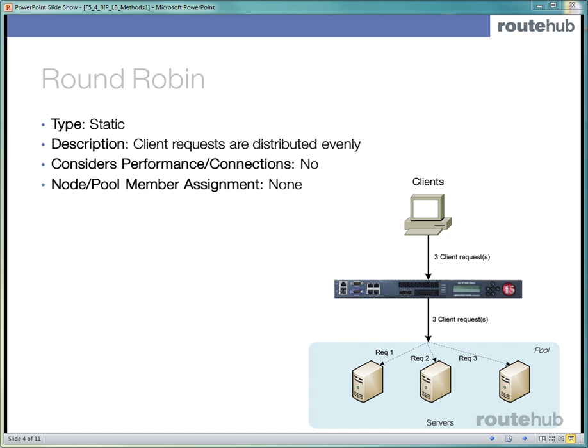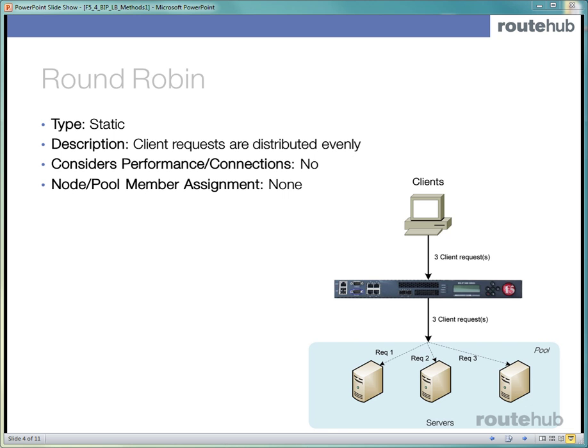For round robin, each client request is distributed evenly among a group of servers in a pool. So for example, if we have 3 client requests that reach the BIG-IP, then one of those requests will be sent to one server, the next one goes to another server, and the other request goes to a different server. So everything is load balanced evenly among all of the servers in this pool. As you can tell, using this method, it does not consider the performance or connections to a server.